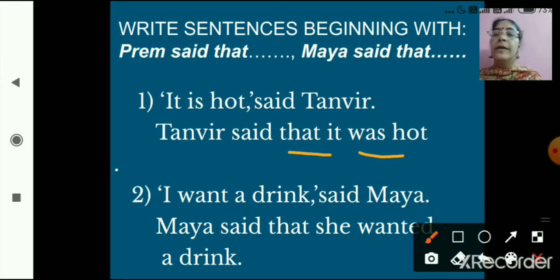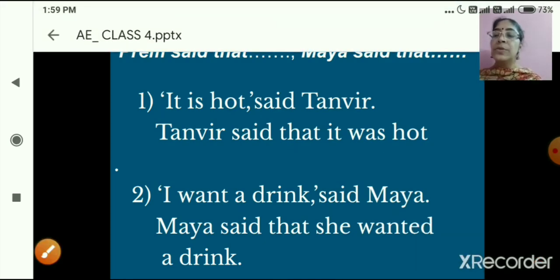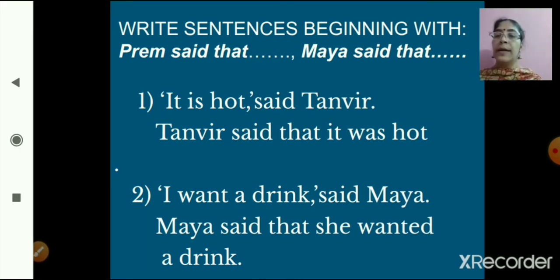Number 2, "I want a drink," said Maya. So you will remove the inverted commas and begin your sentence with Maya said that. I will become she. Yes, she wanted, so you are changing the verb into the past tense. She wanted a drink. At the end you have to put a full stop. Very good.